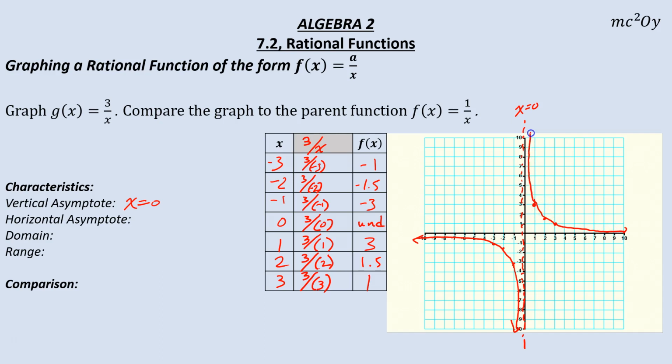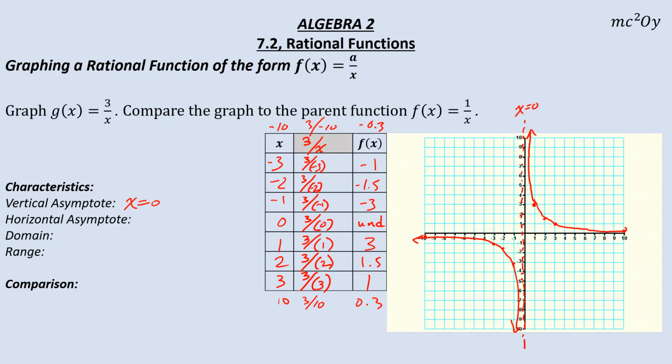Well, once again, I could plug in 10. 3 over 10 is 0.3. So that's going to be like right there. I could do the same thing for -10. 3 over -10 is -0.3. And that's going to be like, what? It's actually further down than I have it.